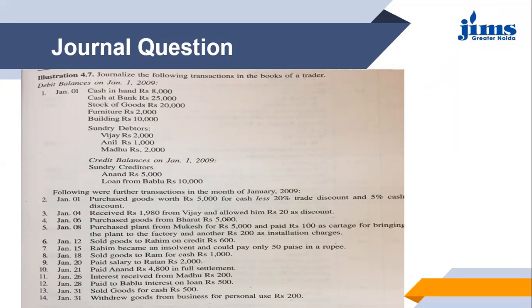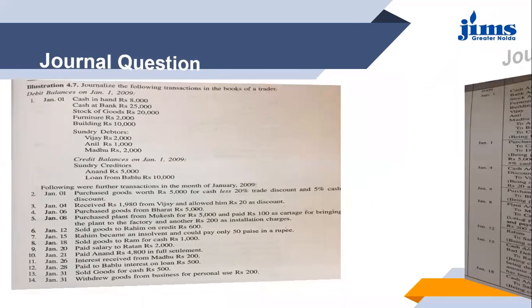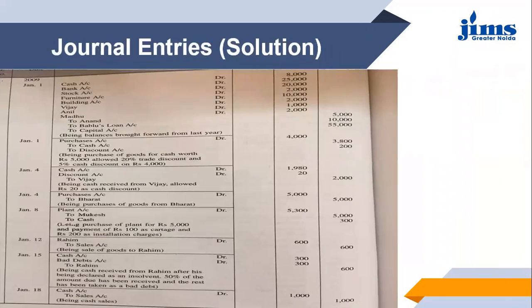So the final entry will be cash, whatever is received will be debited. Then bad debt, since it is a loss for the business under nominal account golden rule, it says the losses have to be debited. So bad debt will be debited, cash will be debited, to Rahim account. Let's take up the entry here. You can see Rahim, cash account debited, bad debts account debited to Rahim account. So 300 for cash, which is being received, 300 for bad debt, which is being converted into loss, and the Rahim account will be credited.